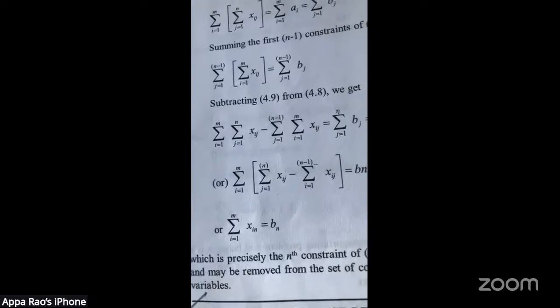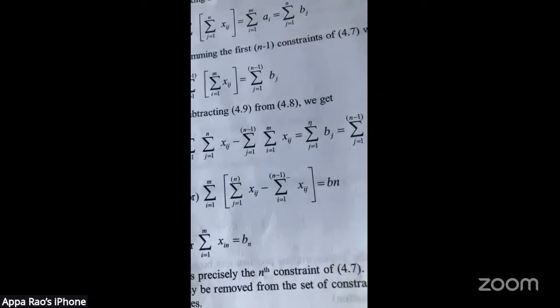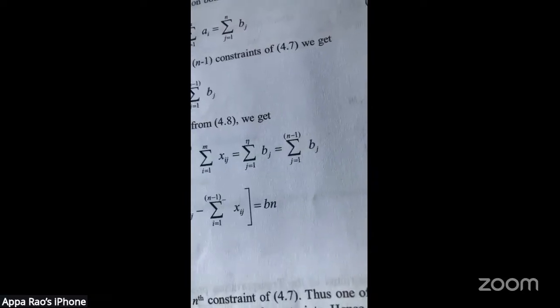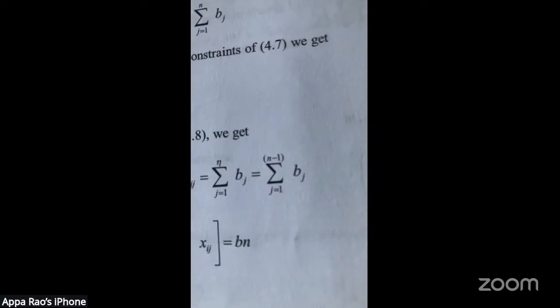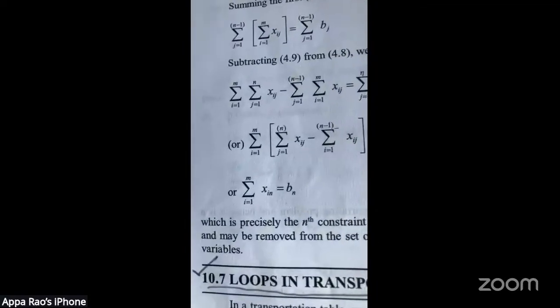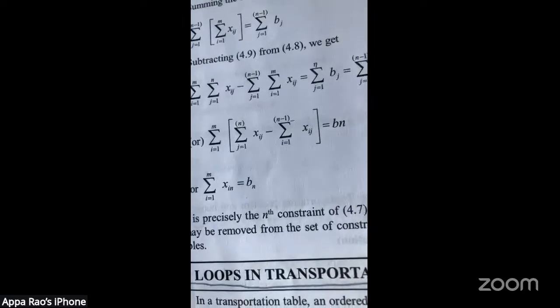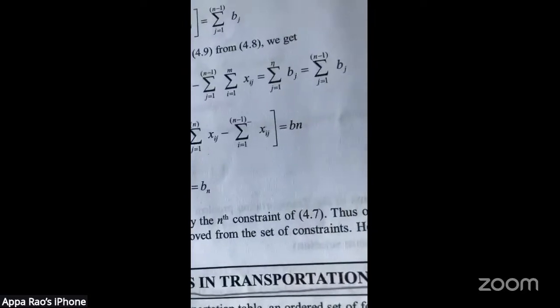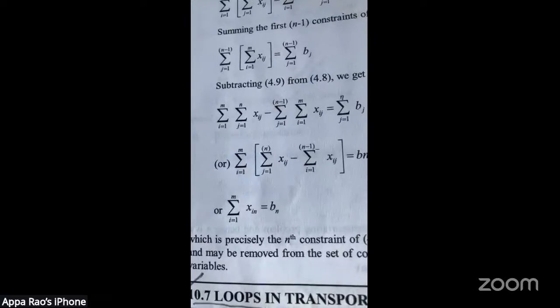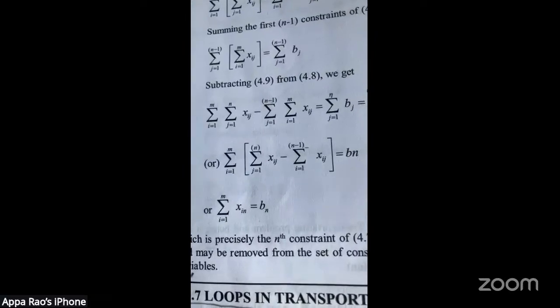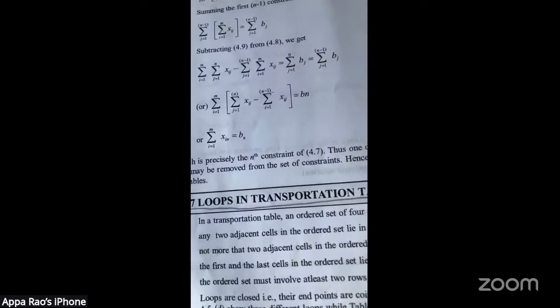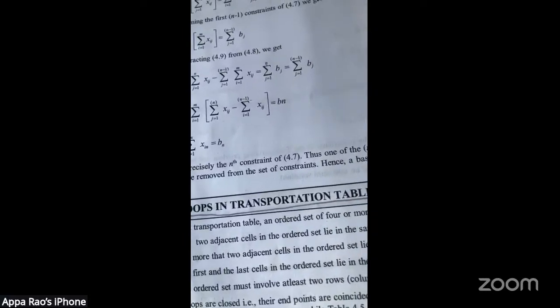to n of xij minus the sum over j equal to 1 to n minus 1, i equal to 1 to m of xij, that equals the sum over j equal to 1 to n of bj minus the sum over j equal to 1 to n minus 1 of bj, or the sum over i equal to 1 to m, j equal to 1 to n of xij minus the sum over i equal to 1 to m, j equal to 1 to n minus 1 of xij equals bn, or the sum over i equal to 1 to m of xin equals bn. Which is precisely the nth constraint.